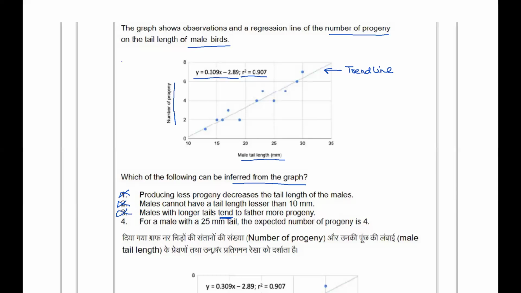So by elimination, for a male with a 25 mm tail, that is this one and that one and that one, we consider the trend line as well. The expected number of progeny is 4. So that could be correct. So I'll go with 4.